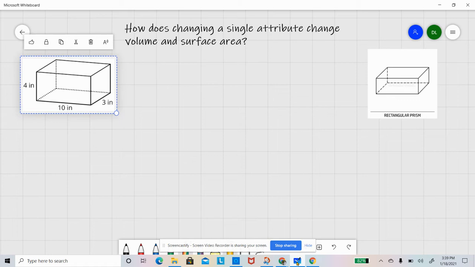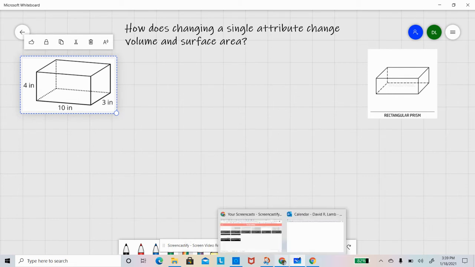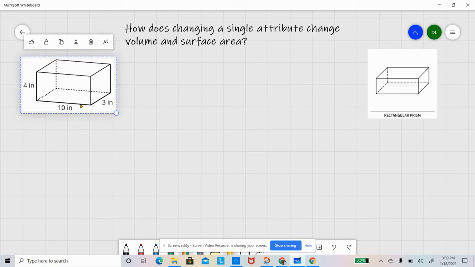So first off, let's break down my question a little bit. Now, how does changing a single attribute? That's a really fancy word for the size of one of the measurements. So really all this is asking is if I change one of these numbers, 4, 10, or 3, how does it affect volume and surface area?